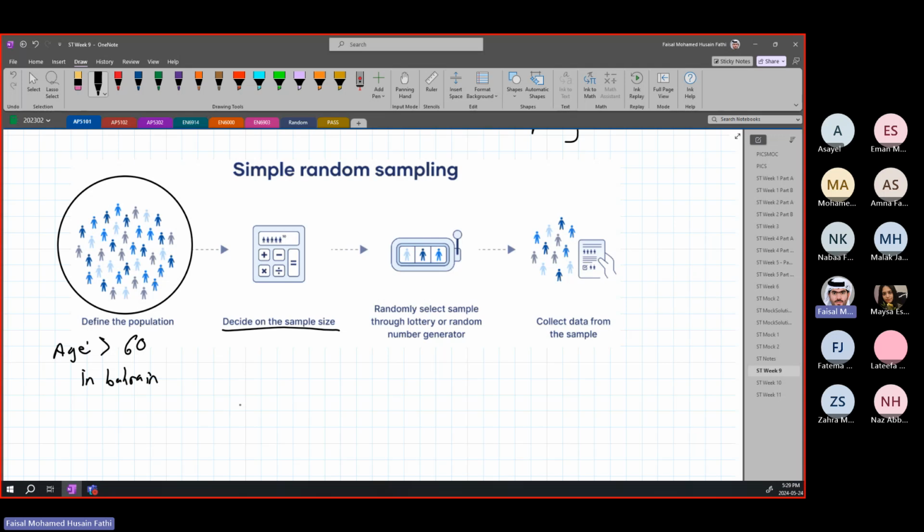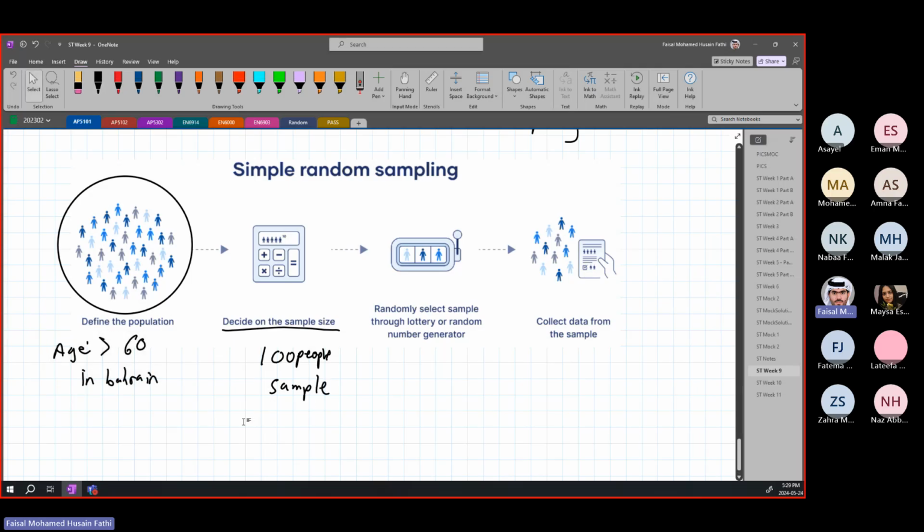Then you say you want a sample size of 100 people. All right. So you only want to look at 100 people from all the people that are above 60. Obviously, there are thousands, if not hundreds of thousands of people above the age of 60 in Bahrain. So we just want 100 people from that entire population because we cannot analyze the entire population all at the same time.